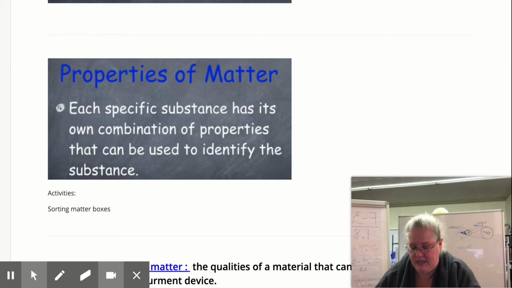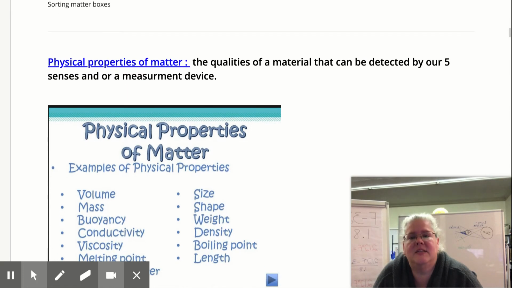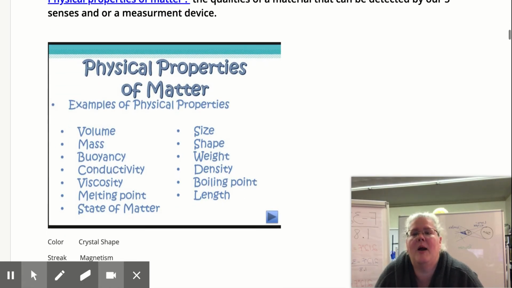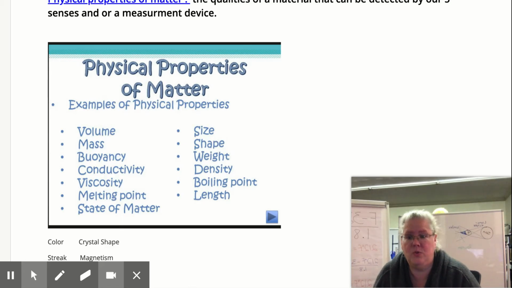So when we look at that, my plastic box is one of those, we have to realize that there are different properties, and the properties are what gives its unique characteristic. The property of a plastic bottle isn't the same as a glass. A glass can shatter, plastic bottles tend not to. So there are physical properties, that is, the qualities of the material that can be detected by our five senses, or a measurement device. So physical properties of matter, for example, would be volume, mass, buoyancy, does it float?